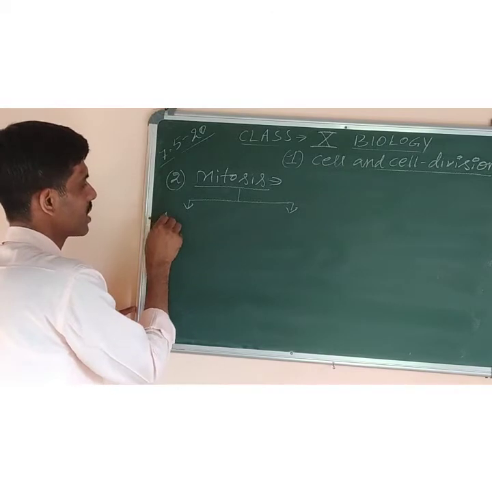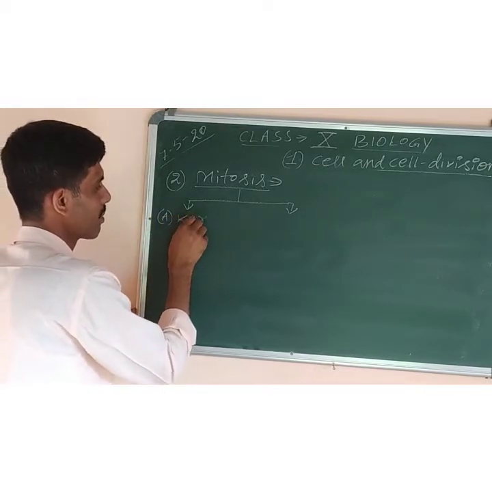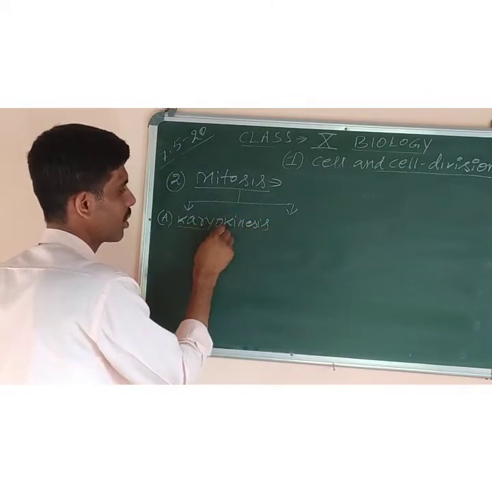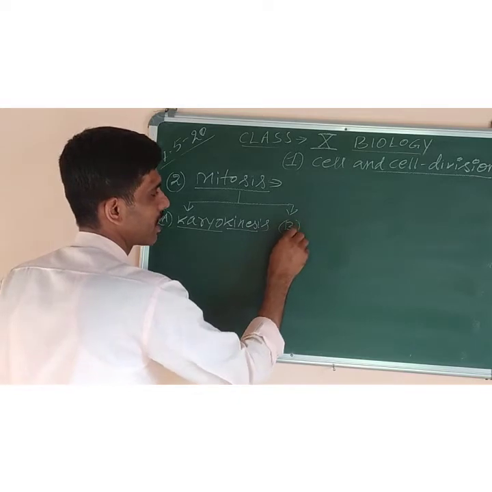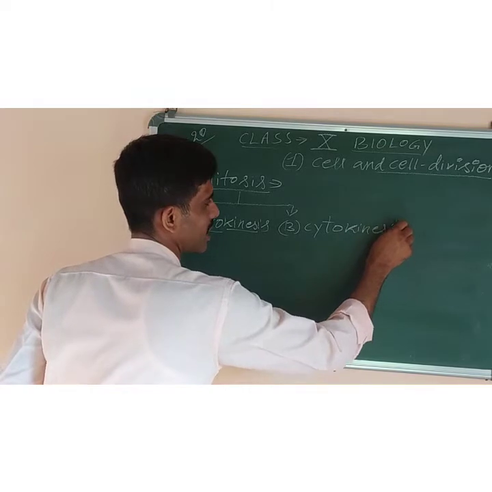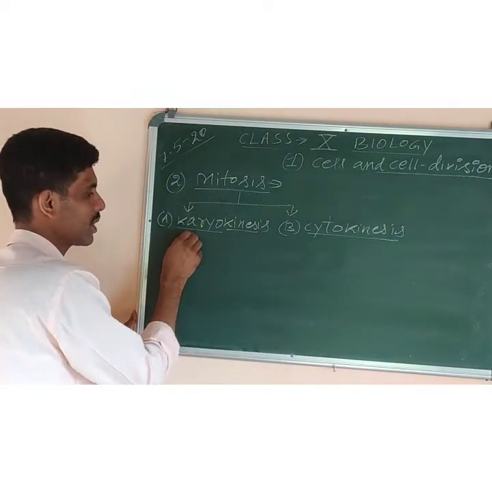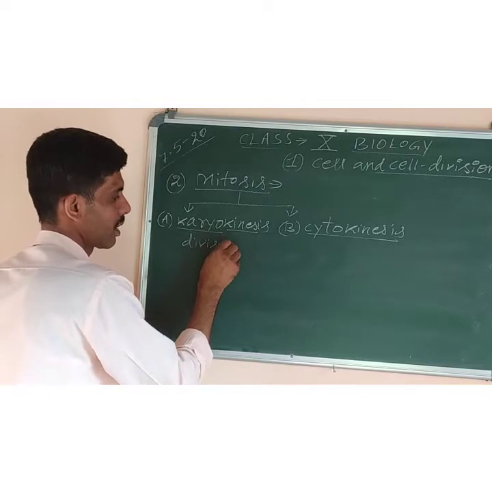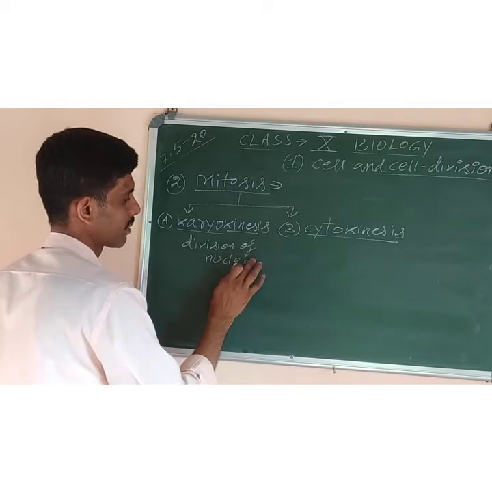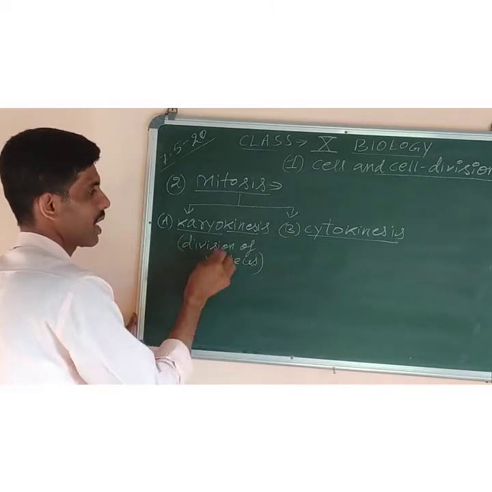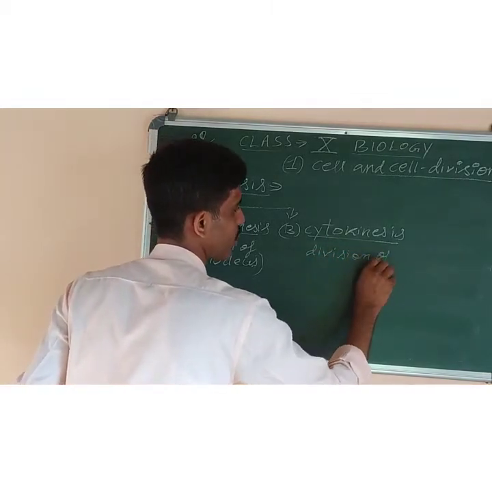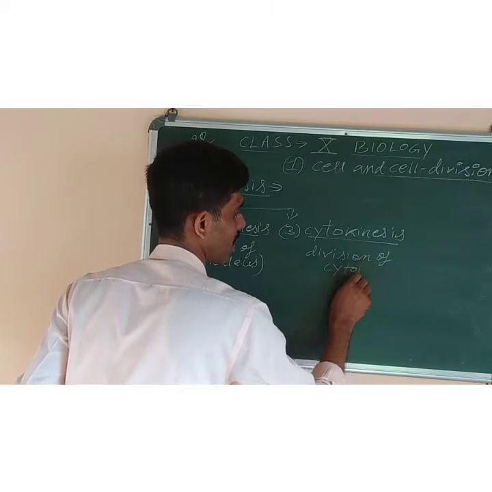What are they? First, division of nucleus occurs, that is called karyokinesis. And second one, that is division of cytoplasm occurs. It is called cytokinesis. So karyokinesis means division of nucleus. The nuclear material divides. Okay? Division of nucleus. And this one, cytokinesis, means division of cytoplasm. Okay?